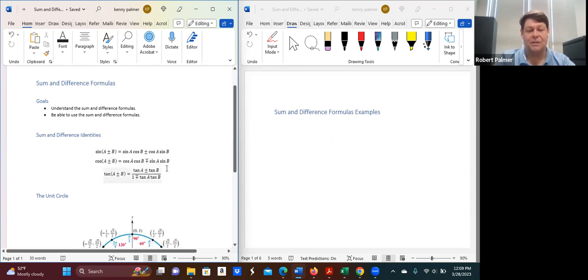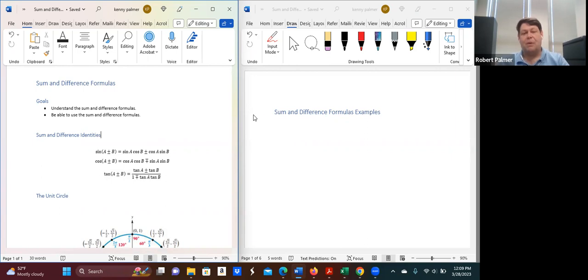And then tangent looks like this, with the same kind of way of doing the signs. If you start with the top sign, plus, it's plus here and minus down below. If it's a minus b, it's a minus here and a plus down below. Once again, if we can easily find the values of the trig functions for the angles a and b, then we can find the sine, cosine, and tangent for a plus b or a minus b. Let's look at some examples of how we can use this.